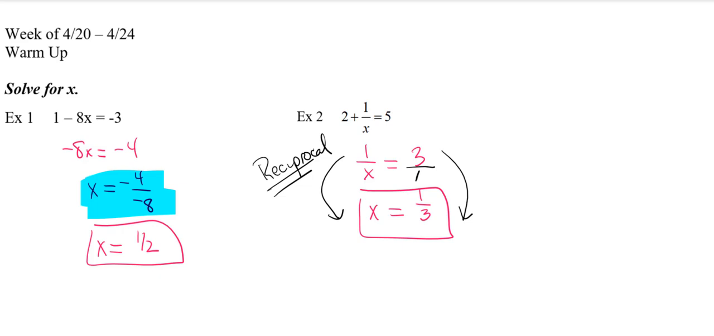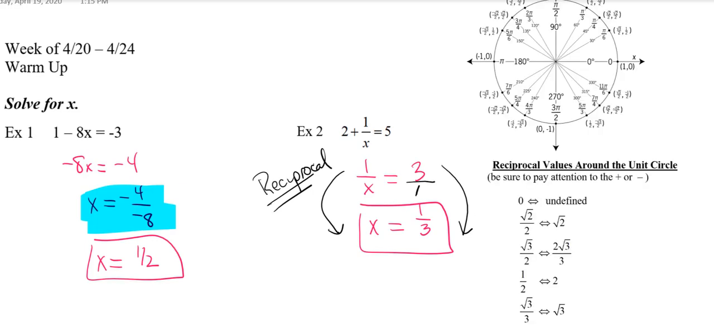So now on to our show. There's going to be 4 examples, and what you might want to do is grab a unit circle. If you don't have one, print one out or have one up nearby, because that is going to be most handy. Now, the other thing you might want to have handy is the reciprocal values from around the unit circle, paying attention to the plus or minus. And these are some things, of course, that we've covered in class before.